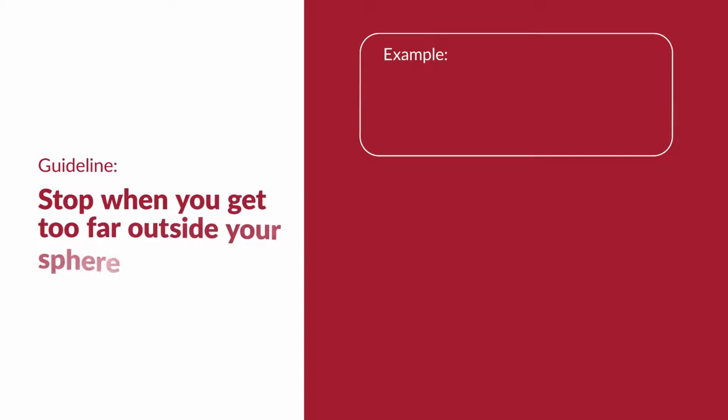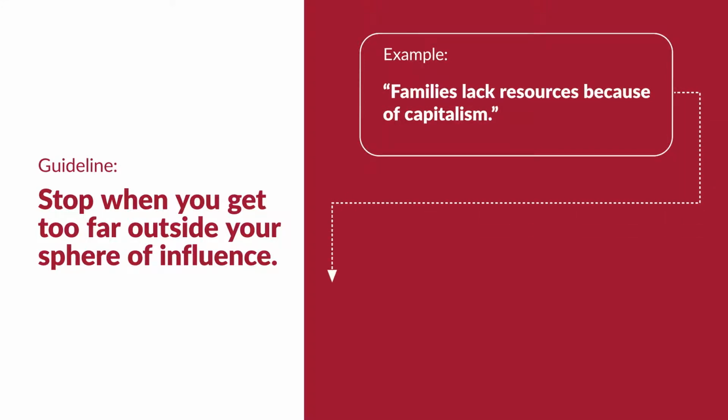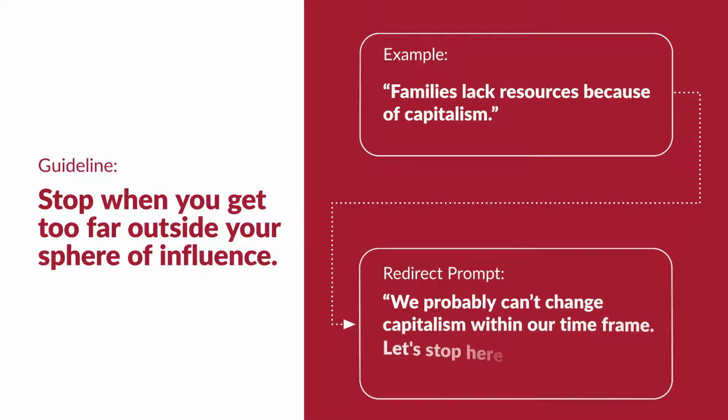Stop when you get too far outside your sphere of influence, also known as, if you hit capitalism, you've gone too far. The point of the analysis is to figure out causes so you can address them. If you get to something you can't meaningfully change, like poverty or capitalism, there's no reason to keep going.